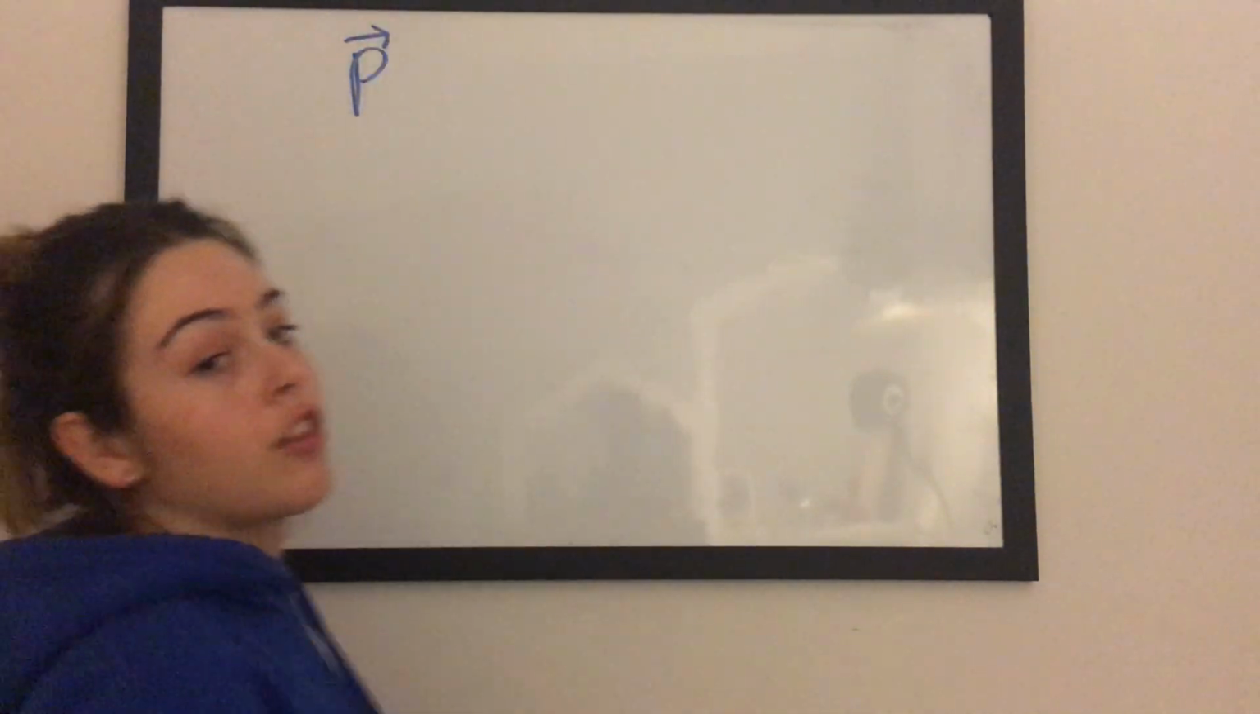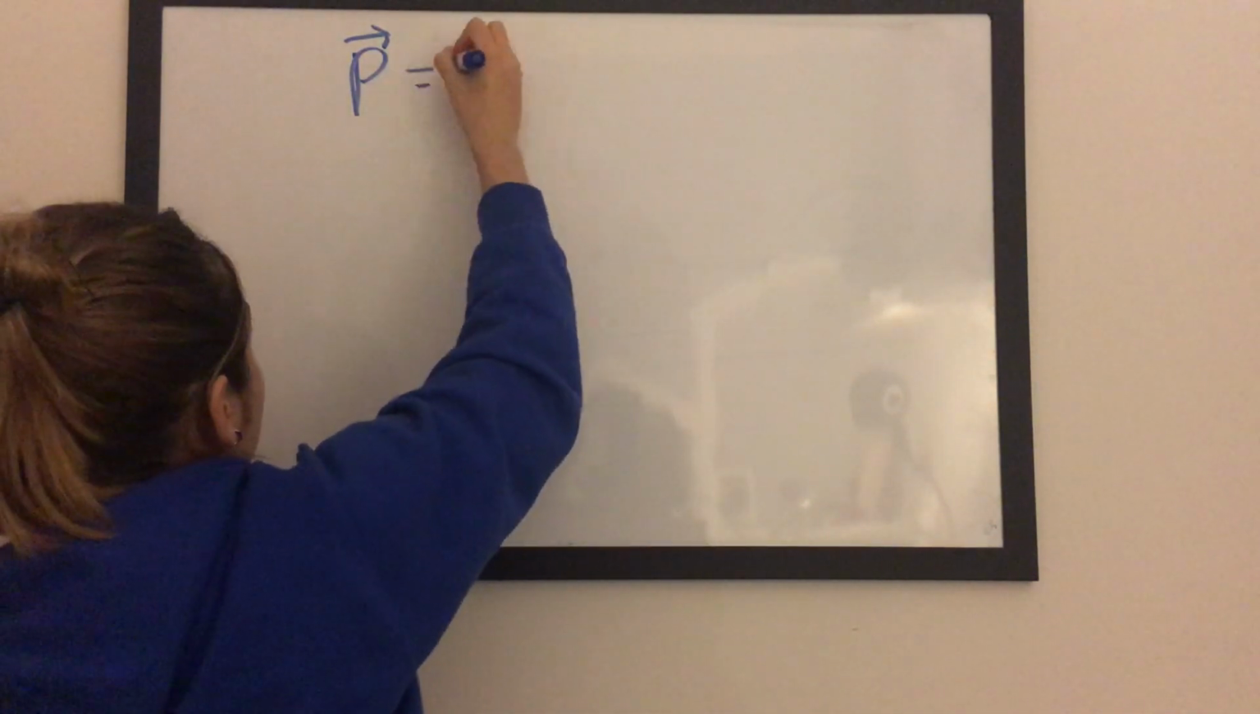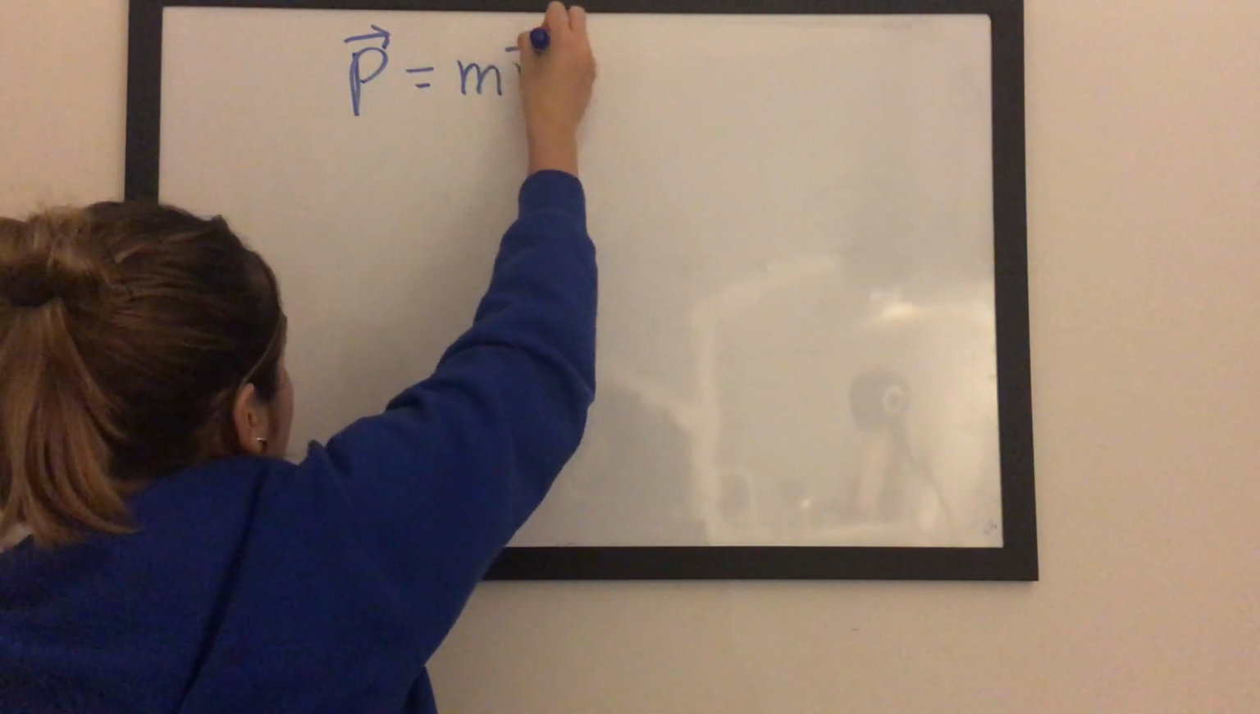So first, to define momentum, I would define momentum as a vector which measures how hard it is to stop a moving object. The symbol for momentum is like this. And the formula to determine momentum is equal to mass times velocity.